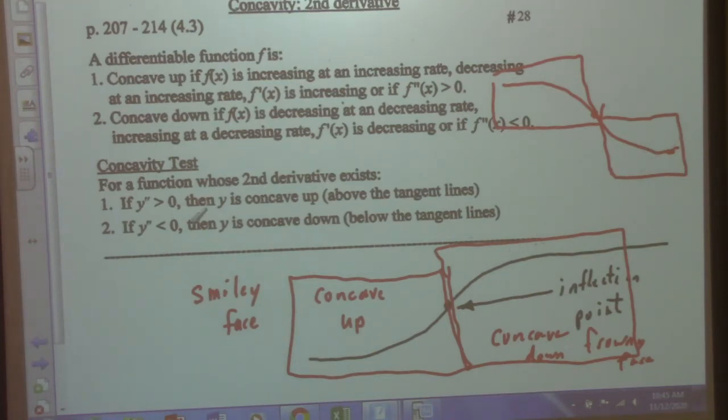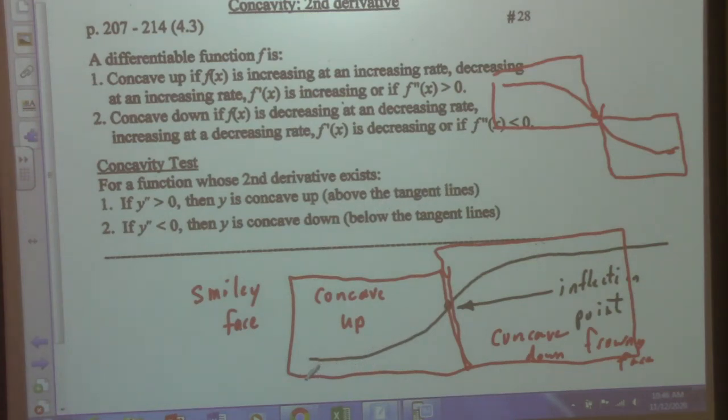Anyway, that's what it'll look like. And so here's a concavity test for a function whose second derivative exists, so the second derivative has to exist. If f double prime is greater than 0, then y, the function, is concave up, or above the tangent line.